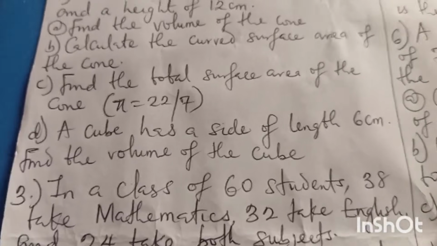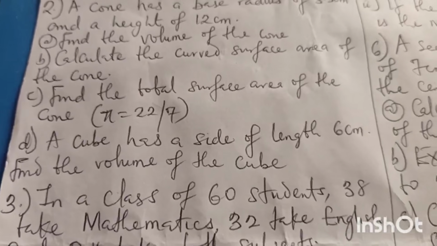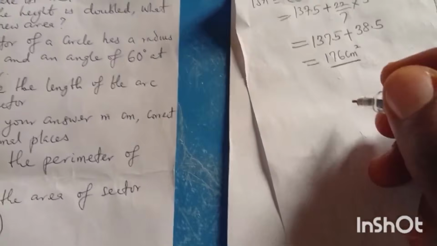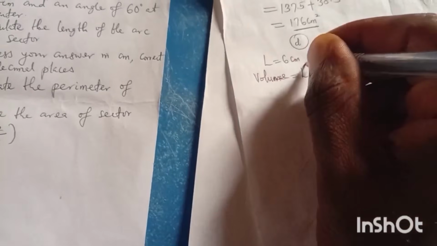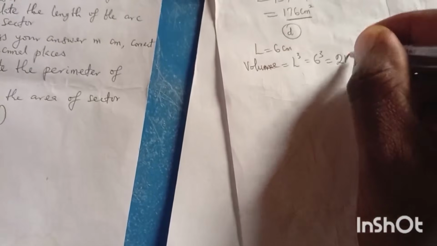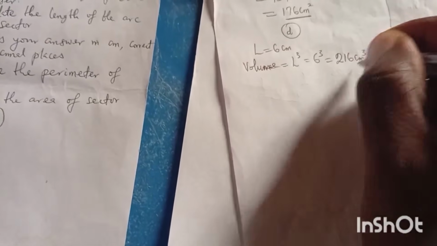And the next question there is D. A cube has a side of length 6 centimeter. A cube is a shape that has equal sides, that is, all the sides are equal. So with the length being 6 centimeter, the volume will be L cube, which means 6 cube, 6 times 6 times 6. If you press the calculator, you will have 216 centimeter cube.